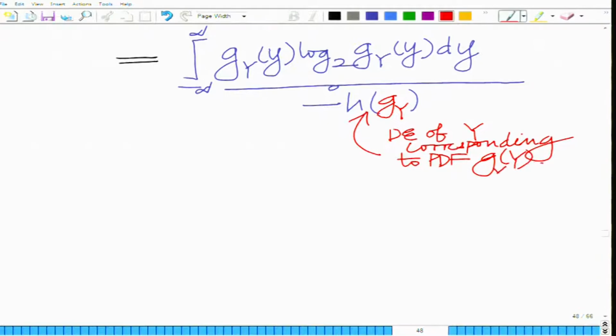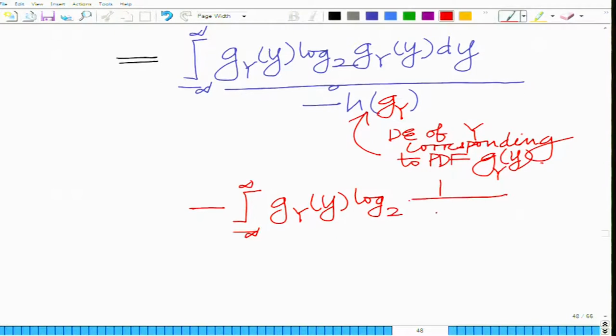Gy minus the integral from minus infinity to infinity of gy of y log to the base 2 of 1 over f of y dy. Now, remember f of y, this is the Gaussian PDF.